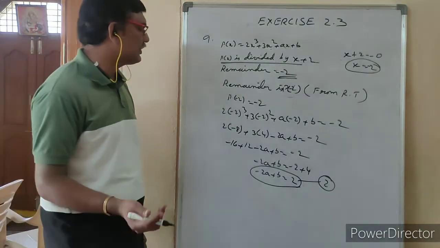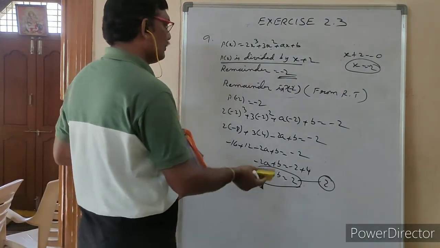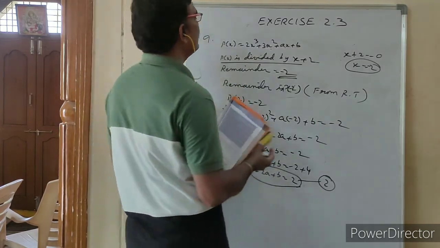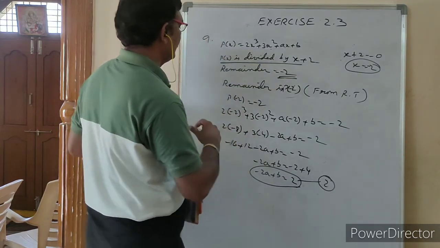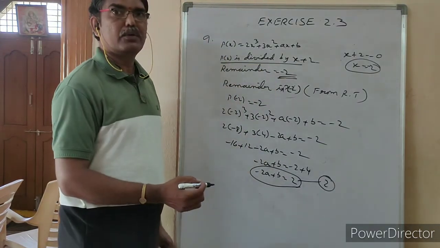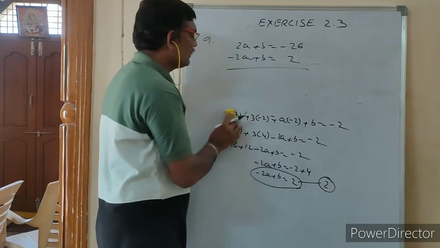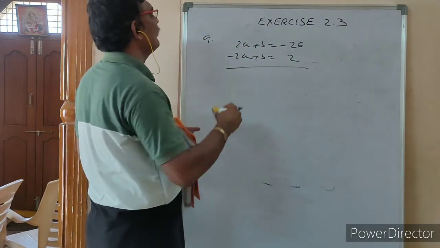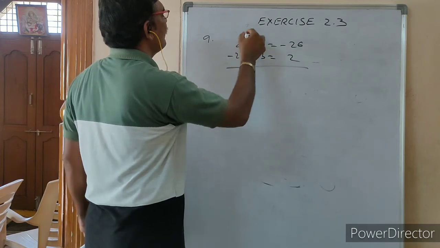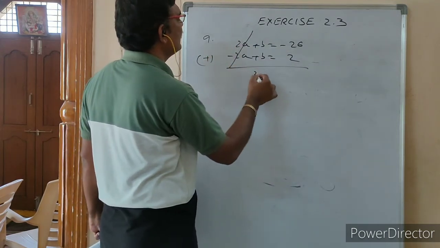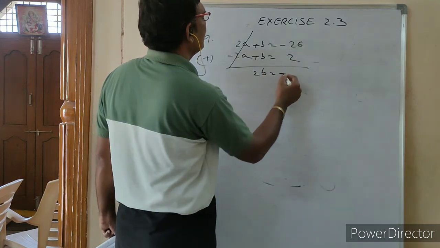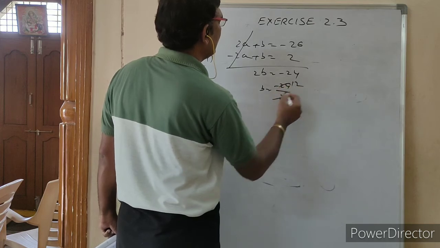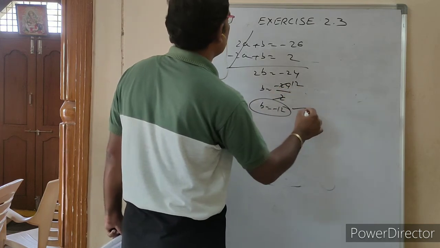Now you have two equations, and these two equations you have to solve. The first equation is 2a plus b is equal to minus 26. The second equation is this one. Solving means you are doing addition here. These two will be cancelled. Plus b is 2b, and this is minus 24. So b is equal to minus 24 by 2. You are getting b is equal to minus 12.